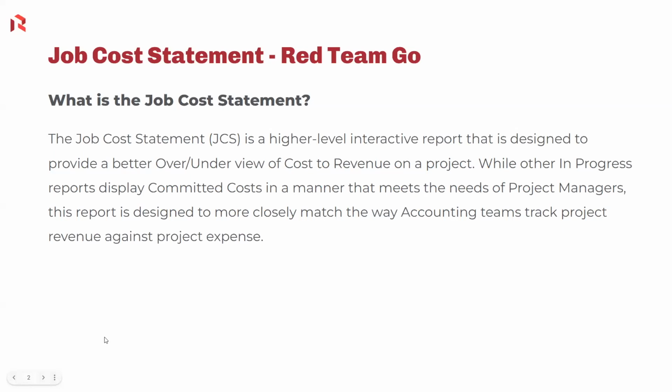First, we need to understand what the job cost statement is. It's a higher level report that's designed to keep an eye on the over and under view of the cost to revenue on a project. It's intended to be for accounting teams as opposed to other reports that are more tailored for project managers.